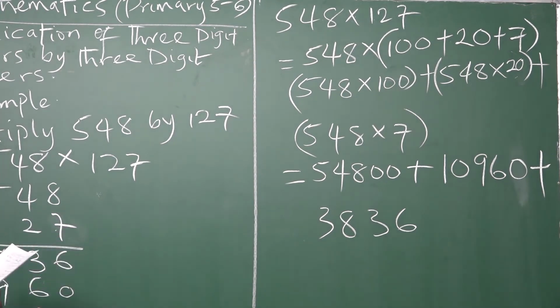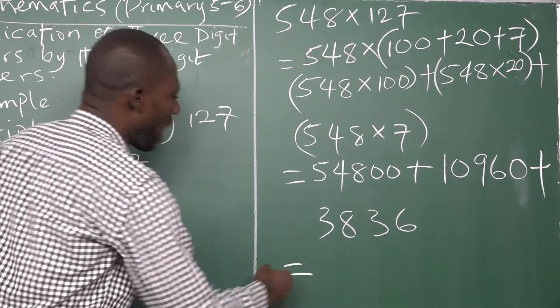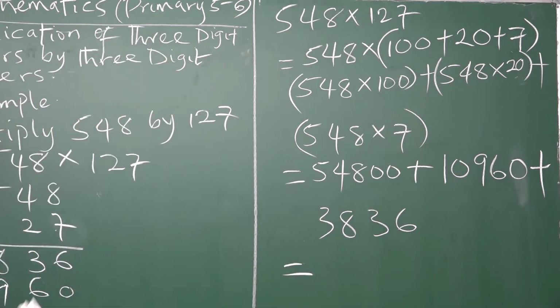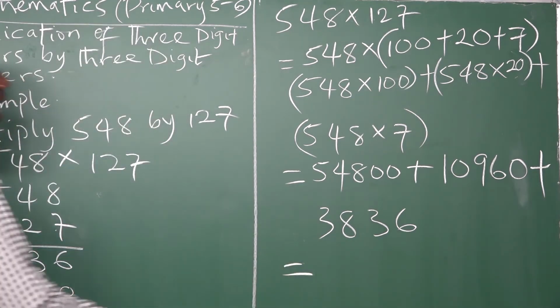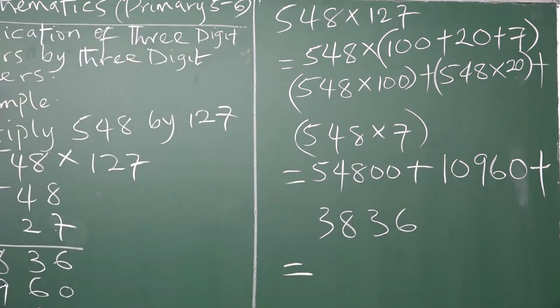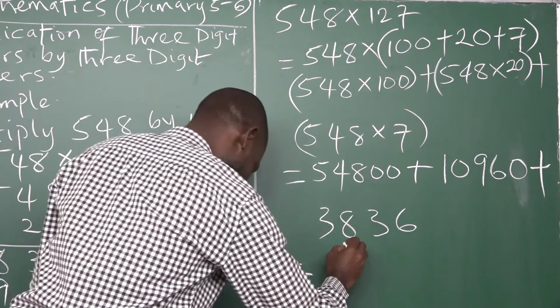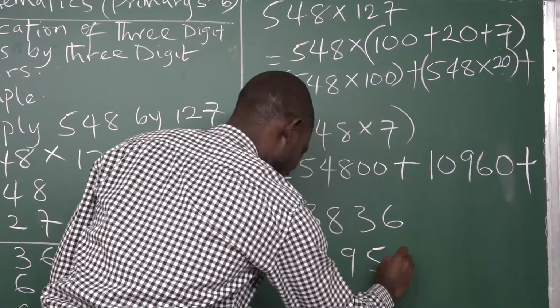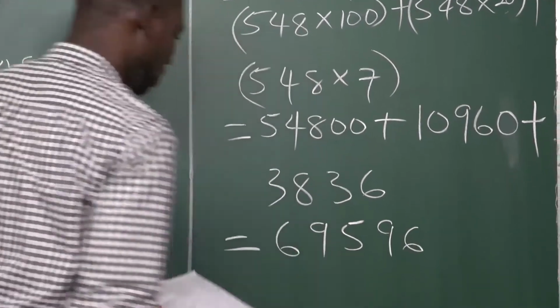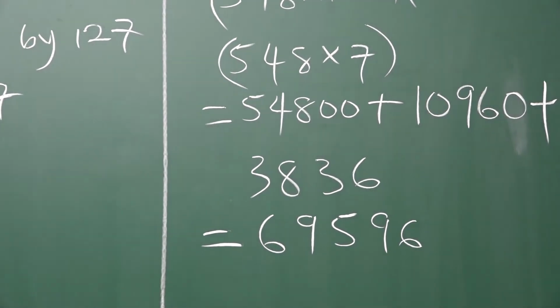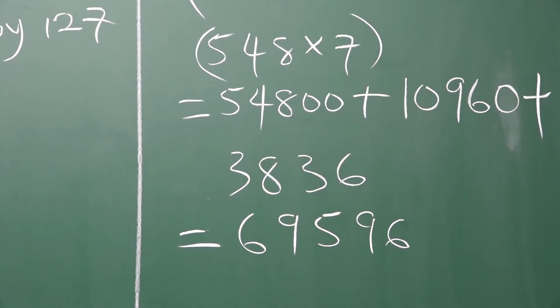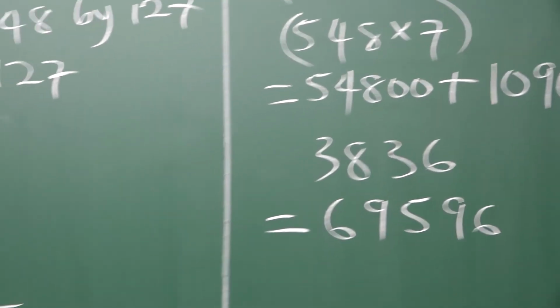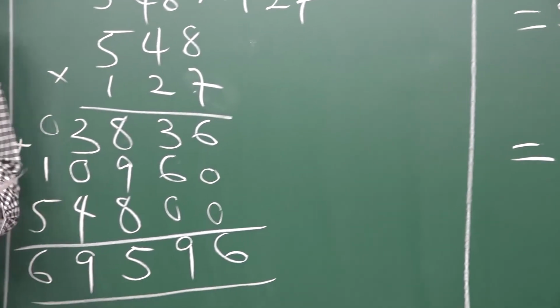Now, the next thing to do is to add these numbers together. We can perform our addition easily using place value. We can add these numbers together. If we add them together correctly, it will give us 69,596, which corresponds with what we have here, meaning our solution is correct.